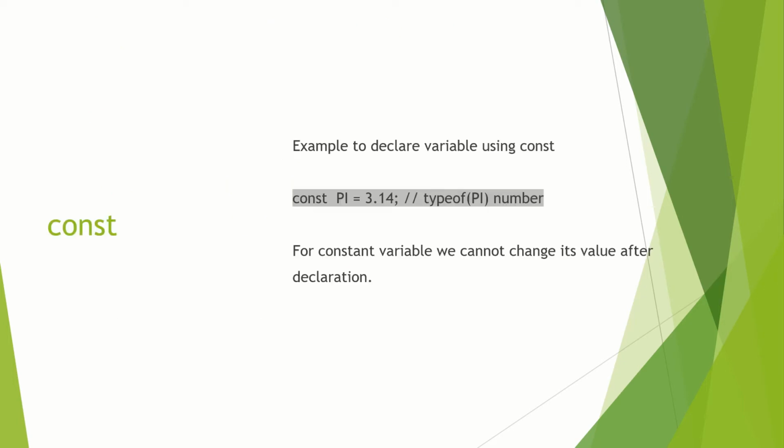Const keyword. So you can declare the variable in JavaScript using the const keyword. The only difference is when you declare the variable using const, you cannot change the value of that variable during the execution of the program. You can only assign its value at the time of declaration. So here I have declared one variable pi with the value 3.14. When you use typeof pi, it will be number. So this is another way that you can use the const keyword to declare the variable.